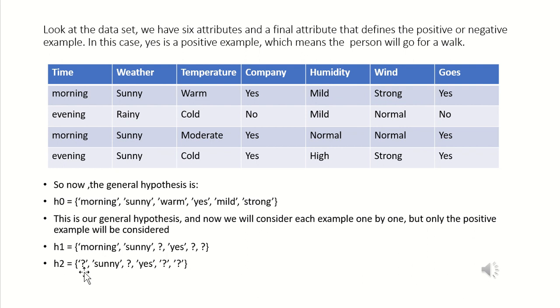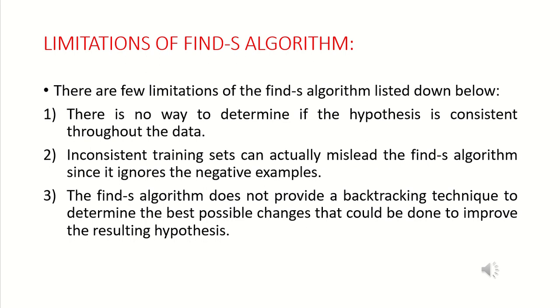Next we go to H2. H2 means comparing the hypothesis with the last row. Here the time is morning and here it is evening. It is differing, so replace it with a question mark. The weather in both cases is sunny, so as it is. Temperature is differing, so replace it with a question mark. Company is yes in both cases, so take it as it is. Humidity is differing, so replace it with a question mark. Wind is differing, so again replace it with a question mark. This is the process.